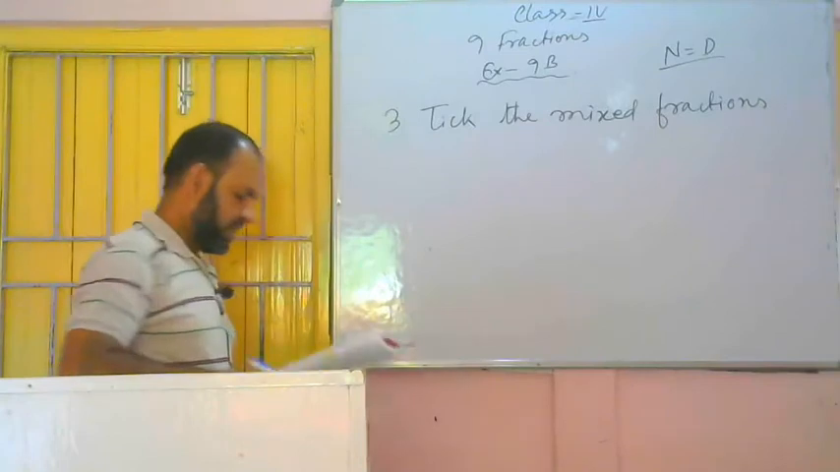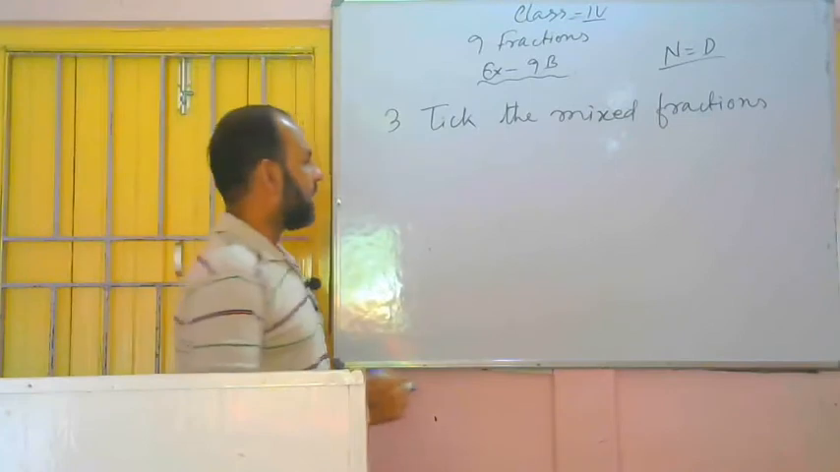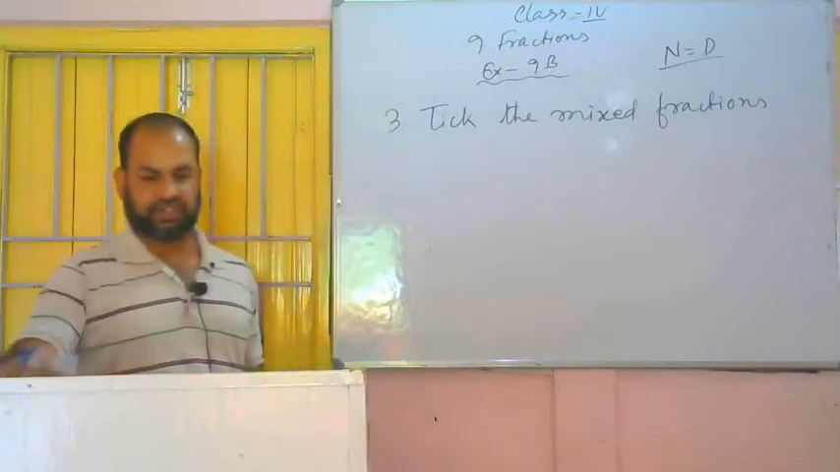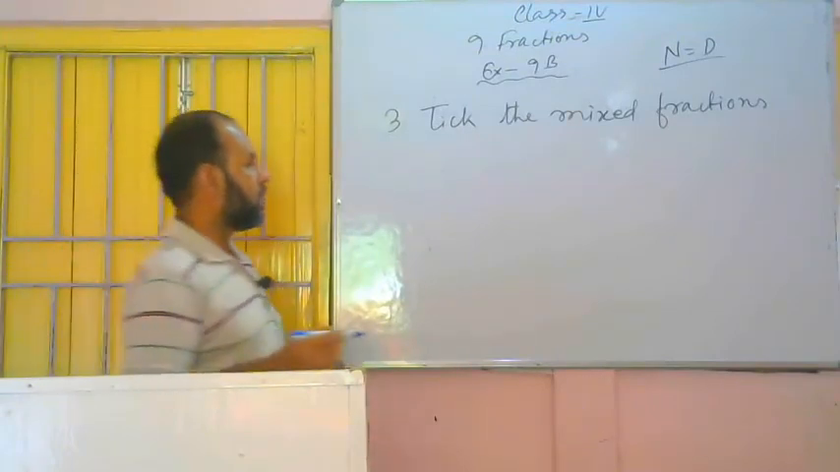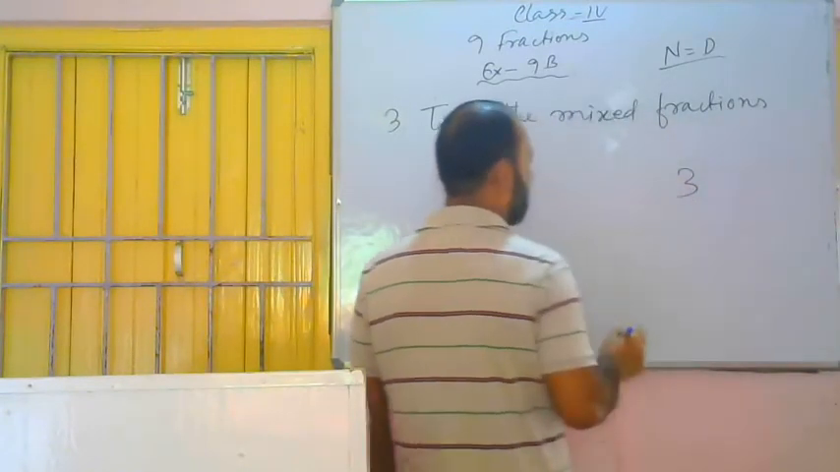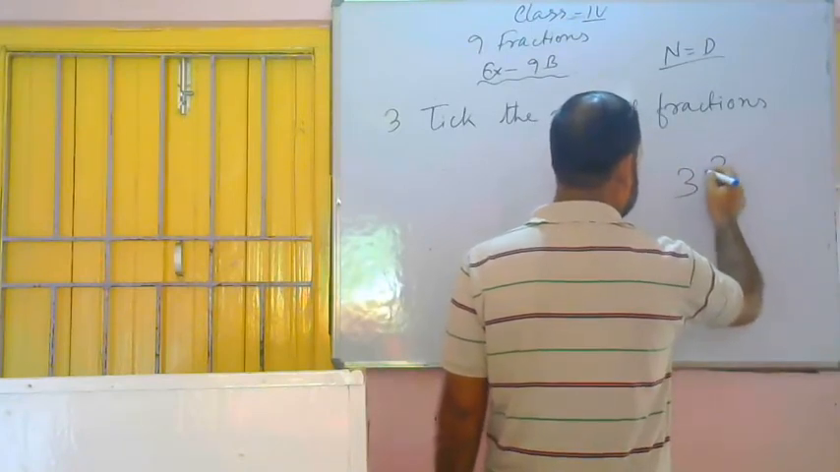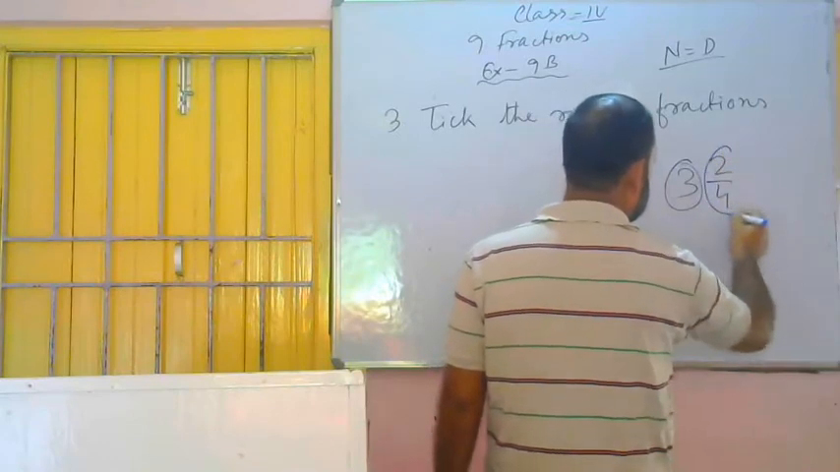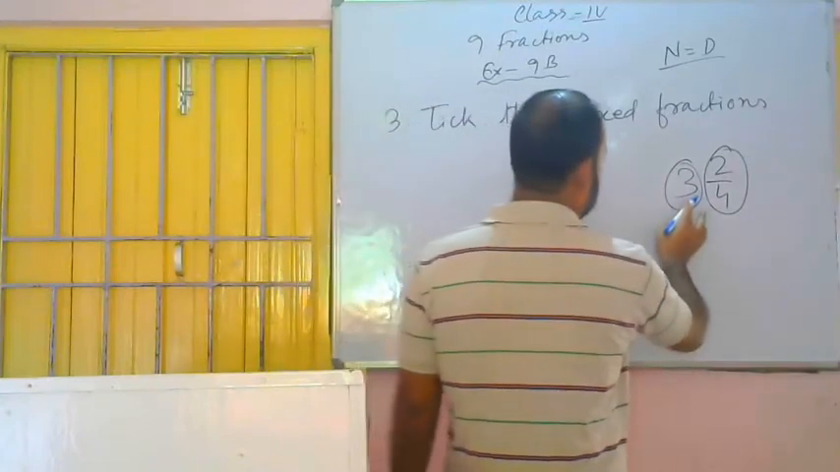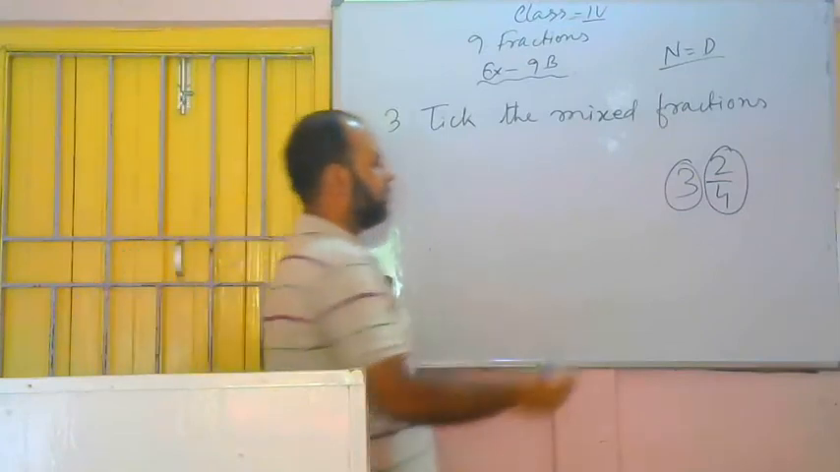We know a fraction made up of a whole number and a proper fraction is called a mixed fraction. Suppose 3 is a whole number and 2 by 4 is a proper fraction. The combination of a whole number and a proper fraction is called a mixed fraction.